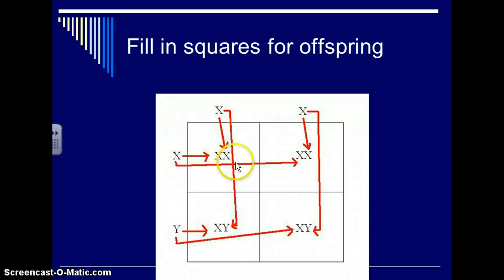So the possibility is that this offspring would be a female. Here, the mother's X goes here, the father's Y goes there. This is the probability that the child would be a boy. Again, the mother's X goes here, the father's Y goes over here. Probability that that one will be male, and then the mother's X and the father's X will go here. So basically, the overall probability of having a female child is 50%, and the overall probability of having a male child is 50%, because 2 of the 4 squares have double X's, while 2 of the 4 squares have an X and a Y.